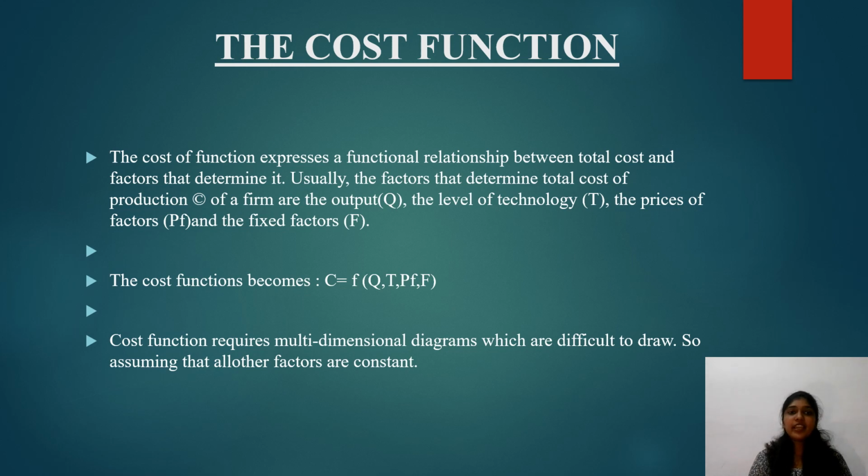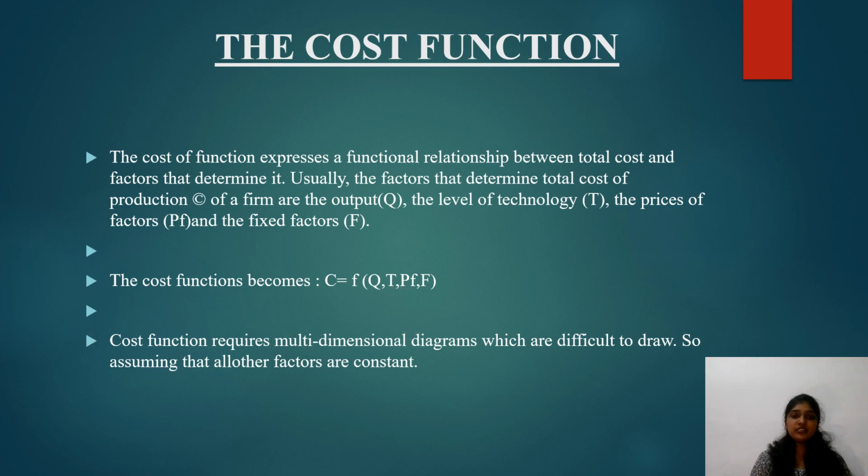Hello everyone. Today I am going to represent the cost function. The cost function is expressed as a functional relationship between total cost and the factors that determine it. Usually, the factors that determine the total cost of production of a firm are the output, the level of technology, the prices of factors, and fixed factors. The cost function becomes C is equal to F(Q, T, PF, and F).